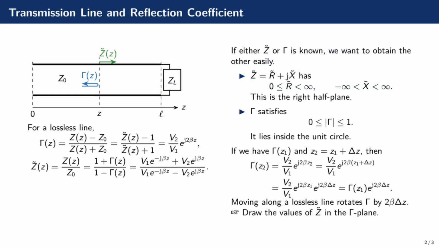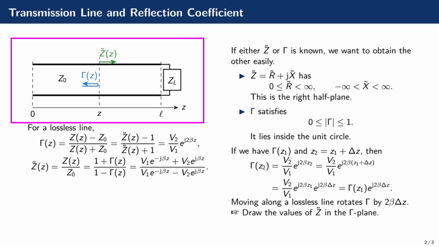In this section, we construct the Smith chart. Consider the transmission line shown here. The positive z direction is taken to the right. The line extends from z equals 0 to z equals L, and the load impedance z sub L is connected at the end. The characteristic impedance of the line is z sub 0.